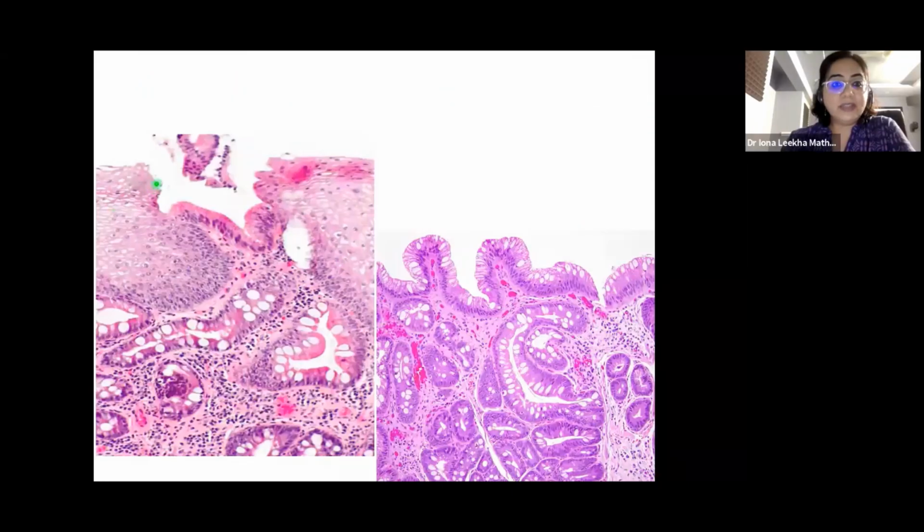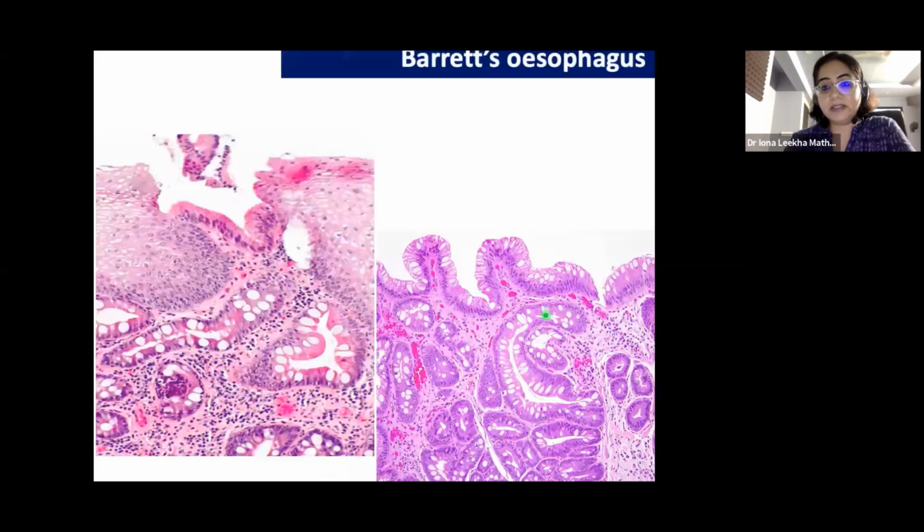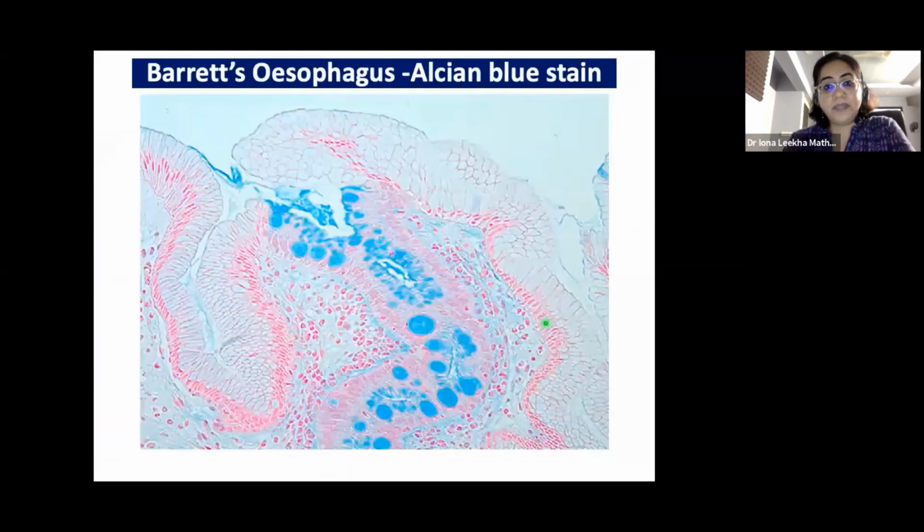So again, you see the esophageal epithelium is replaced by metaplastic columnar epithelium, which includes a lot of goblet cells, the same thing you see in the intestine, large bowel. You can see the architecture has become villiform, replaced by this metaplastic columnar epithelium with goblet cells. This is the Alcian blue stain, which is used to highlight the goblet cells. They take up a blue color.